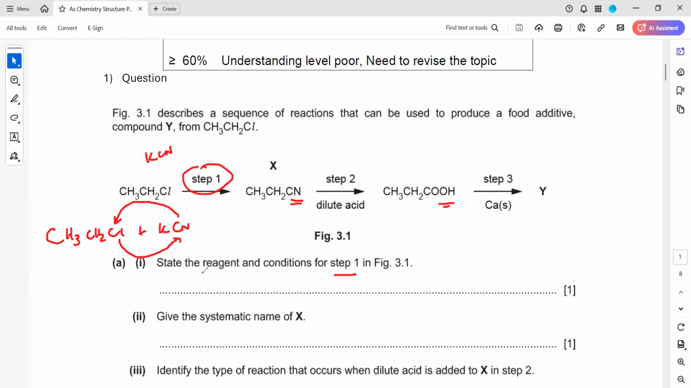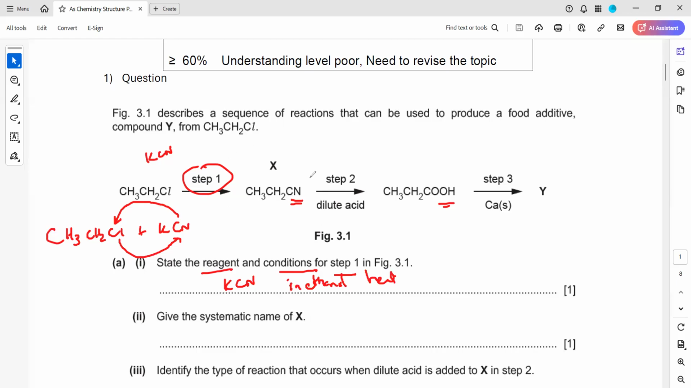So the reagent we need is potassium cyanide. It is even acceptable if you say a mixture of potassium cyanide and hydrogen cyanide. And what are the conditions for this substitution reaction? The condition is we use alcohol as a medium. So potassium cyanide in ethanol, and we should provide heat energy. Well, this is step 1.